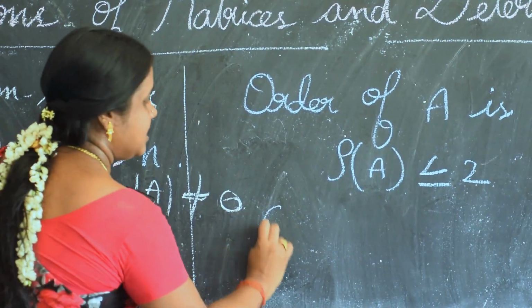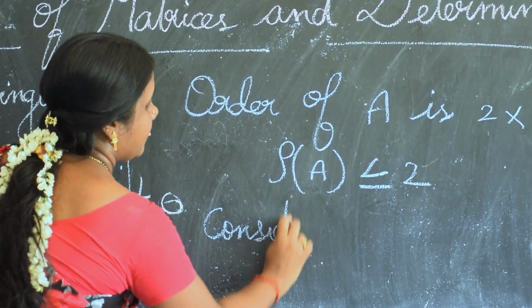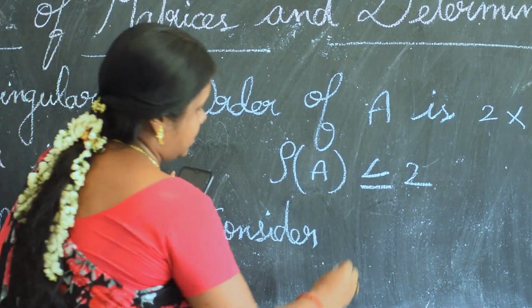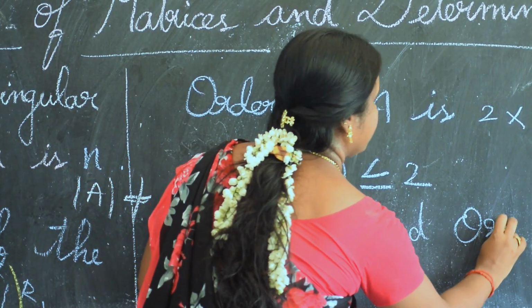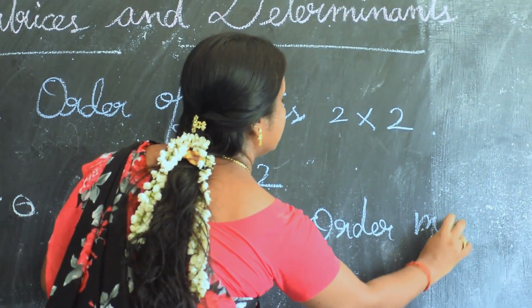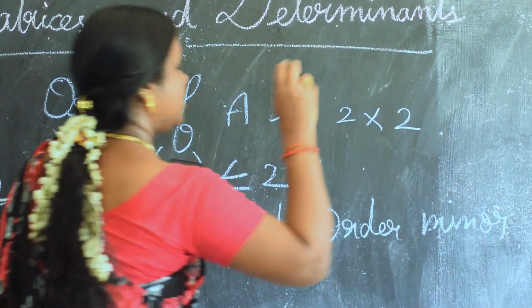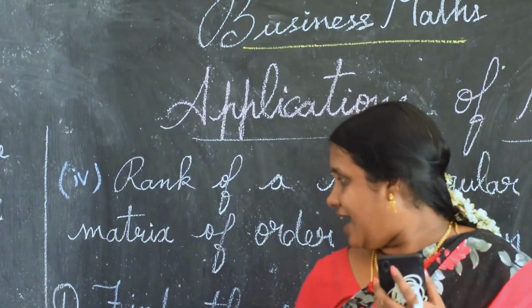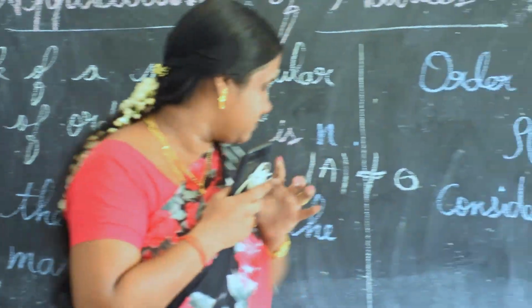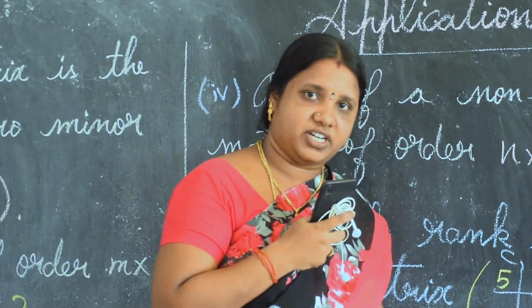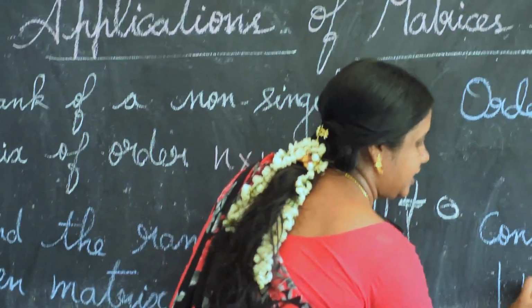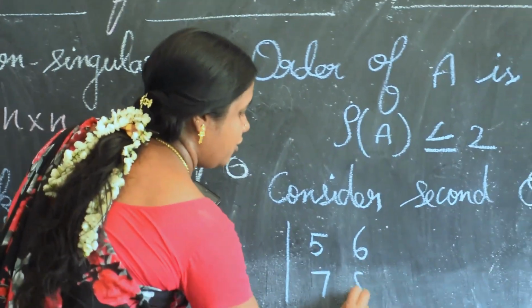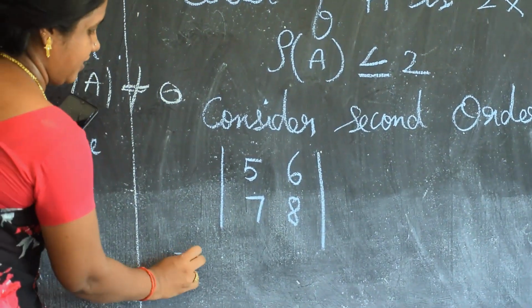Now we have to consider, this is a 2 by 2 matrix, so you have to consider the second order minor. Second order minor means you have to find the value of the determinant. Our question is 5, 6, 7, 8. You have to write the matrix in determinant form so that you can find the value of the minor. Now you find the value.